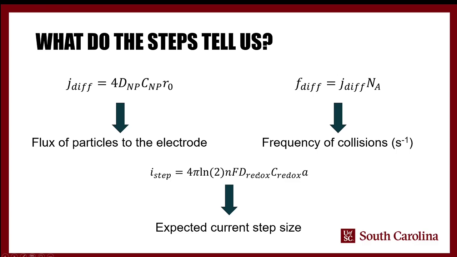And so you can see, if you have a slow diffusing probe molecule, you'll see a lower current step. If you have a smaller particle, you'll see a smaller step. If you have a huge particle, you should see a very large current step, and that typically is what happens.